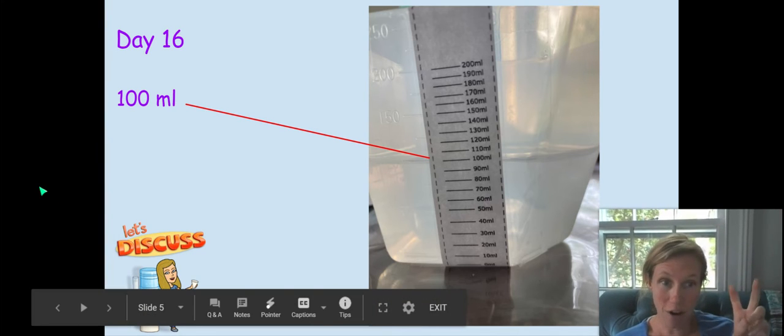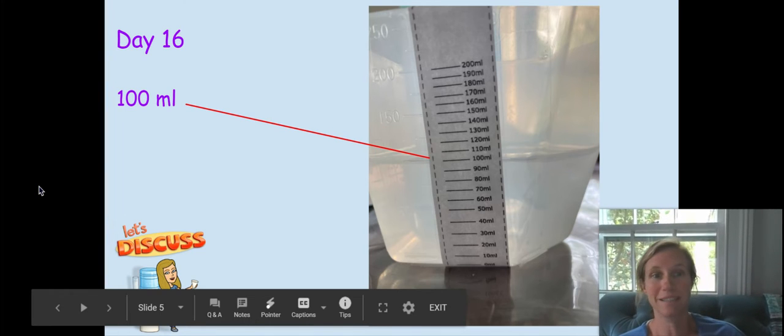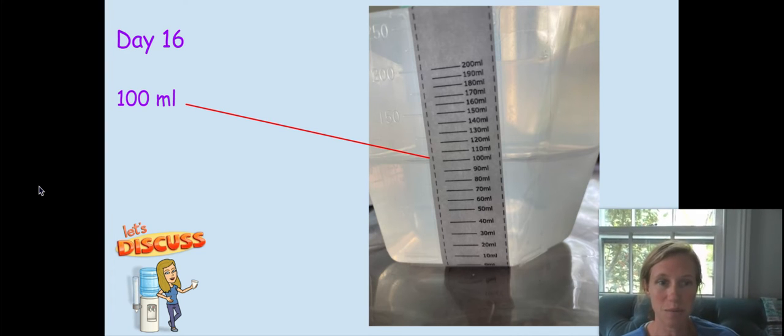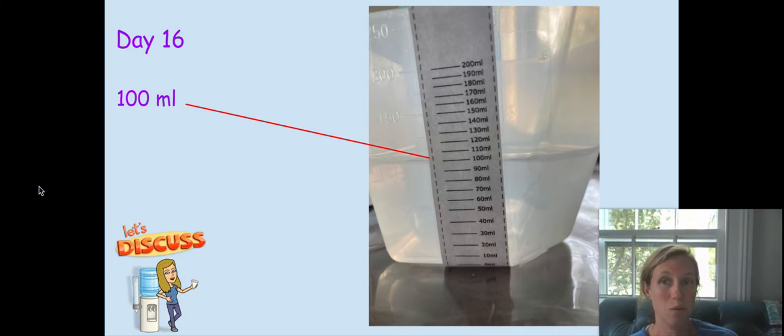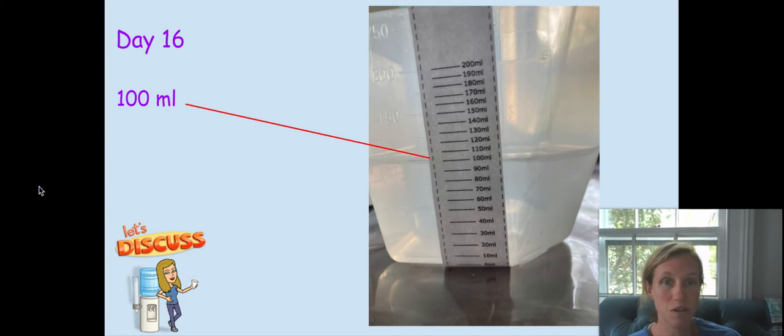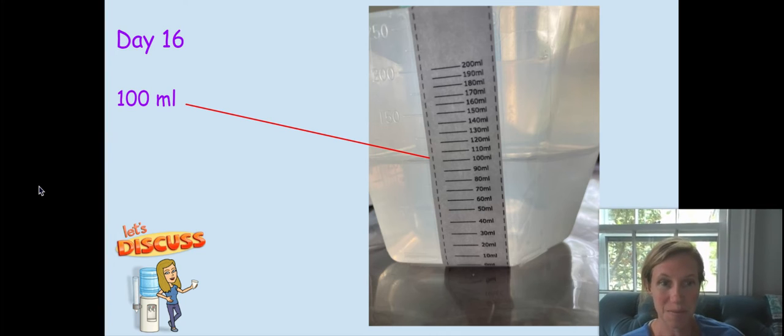So I forgot, not really, but I did not post day 15 because I want to see if your prediction was right based on your graphing and the data that you knew so far. So here we are, day 16. We're at 100 milliliters. So if we were at 120 milliliters on day 14, we're now down to 100 milliliters on day 16, then it's safe to say that on day 15, if you predicted 110 milliliters, you were right.